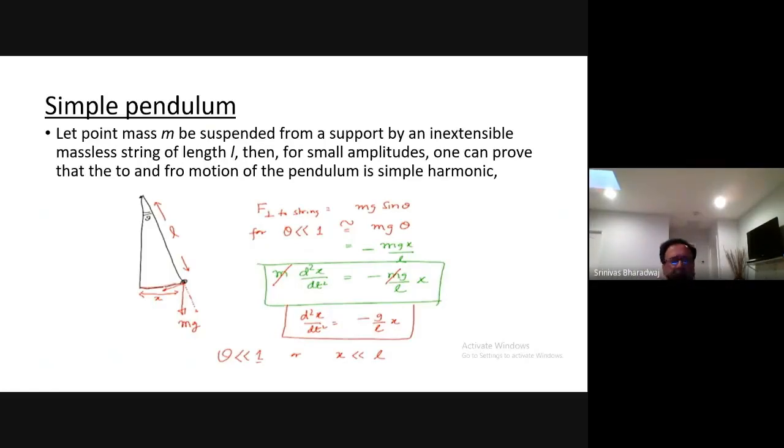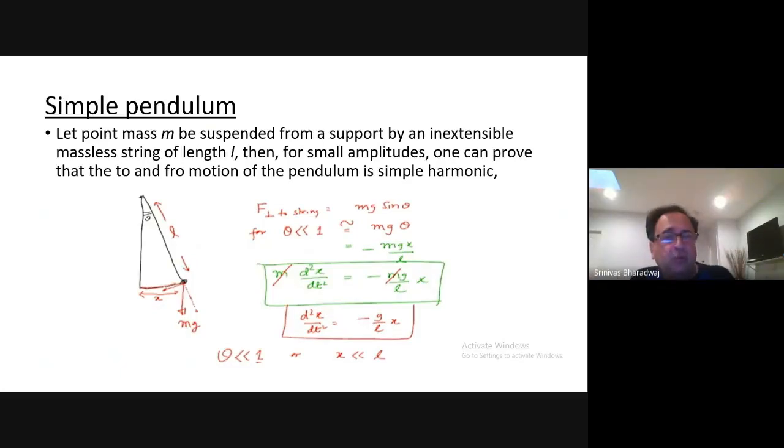Now, for very small angles, sine theta is equal to theta in radians. So mg sine theta is the force that is acting in the horizontal direction. Now what is sine theta? Sine theta is merely x over l. So we have negative mg x over l, which is the force that is perpendicular to the tension. So it is the restoring force.